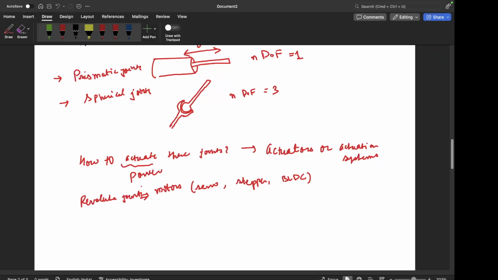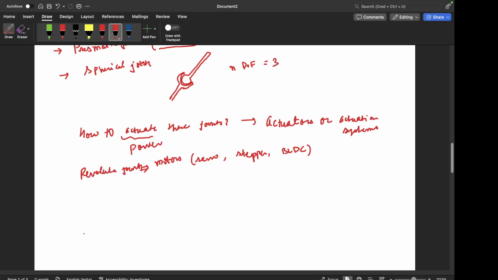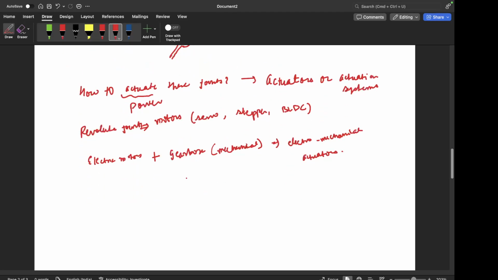So I will just give you a quick example of the type of actuators. Electric motors are one, and when I add a gearbox, that is the mechanical component of it. So this basically forms our electromechanical actuators. And I will give you a practical example of an electromechanical actuator, again borrowing from my experience on legged robots.